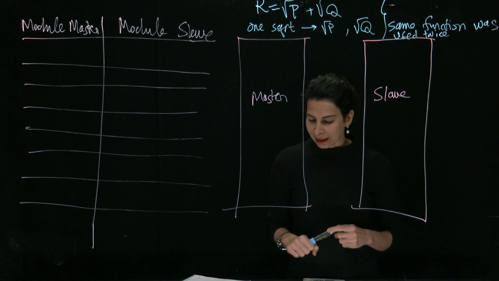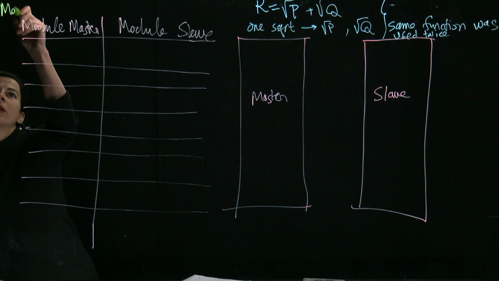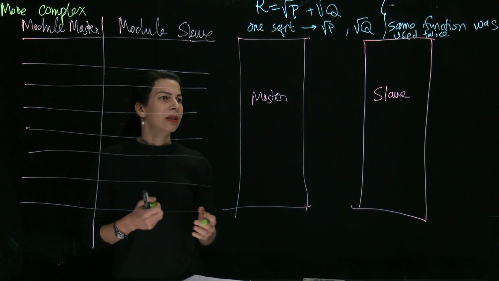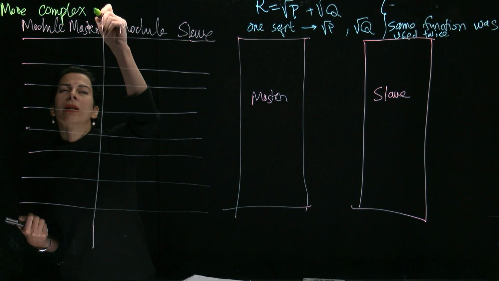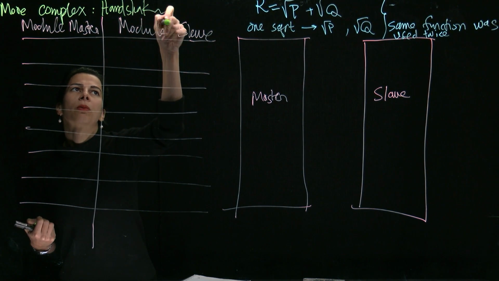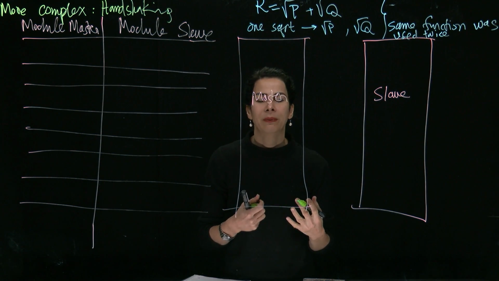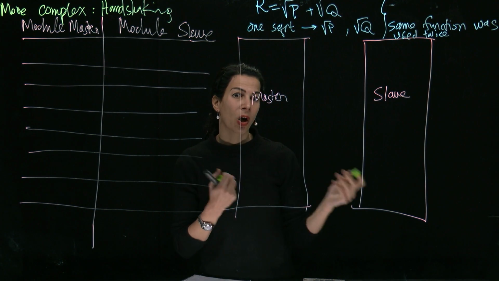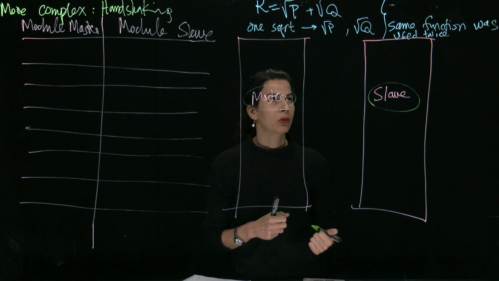To address this case, for more complex designs where we are reusing the same module, we use a protocol called the handshaking protocol. And handshaking is pretty simple. Usually the top level, or the master program that is calling the other one, is called the master, and the slave is the one that we pass the variables to.